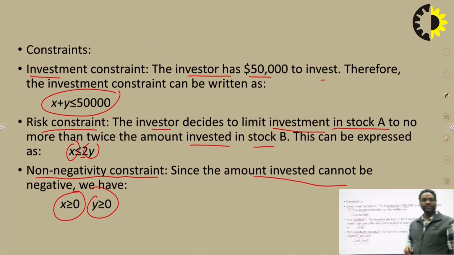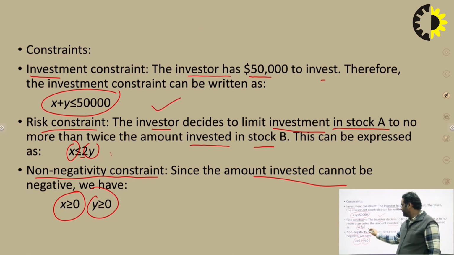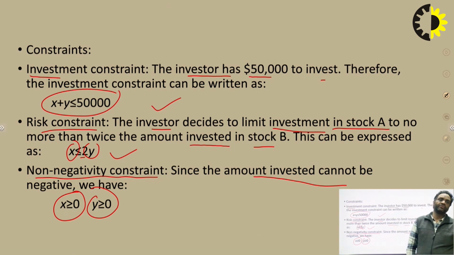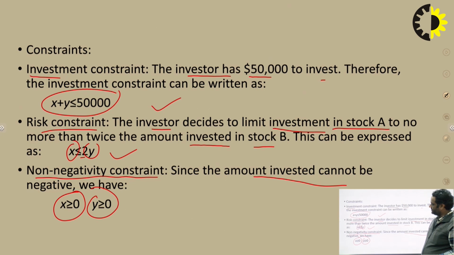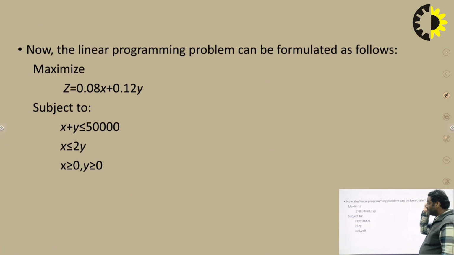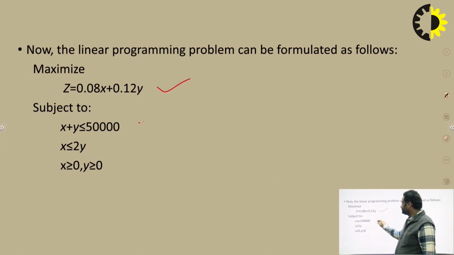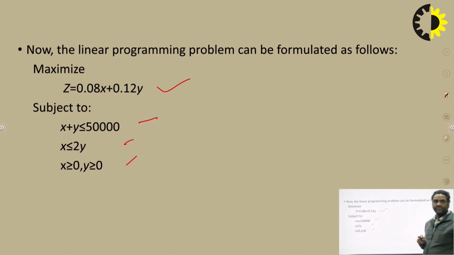So this is how we formulate the given problem. Number one is the function, then the risk constraint, and this is the third. So in our problem, three constraints are given: x is less than or equal to 2y, and x and y both are always greater than or equal to 0. So this is how we formulate the given problem. There are 4 equations: first the objective function, and 3 constraints.